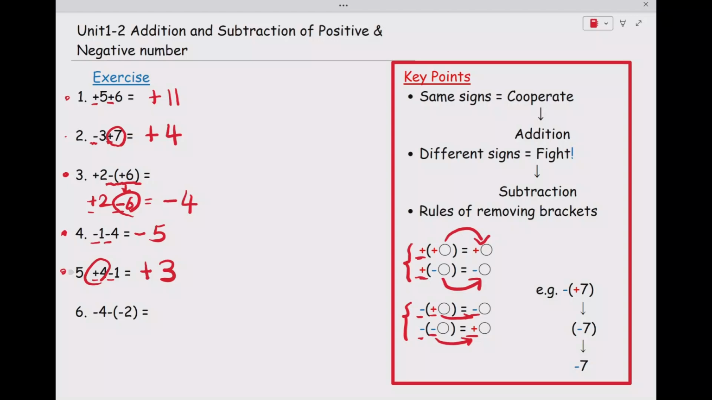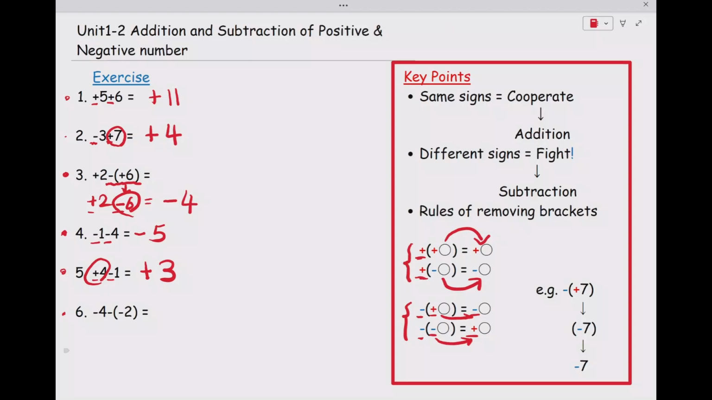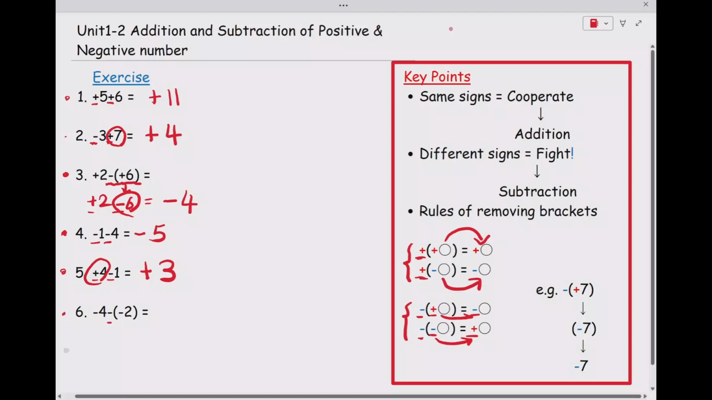Question number 6. Minus 4 minus bracket minus 2. This is a type of question that includes brackets in an equation. What should we do when there are brackets? First, you need to take out the brackets. To take them out, you need to look at the sign in front of the brackets. If it's plus, just take out the brackets without changing anything. And if it's minus, then change the sign of the number inside the brackets and remove the brackets.